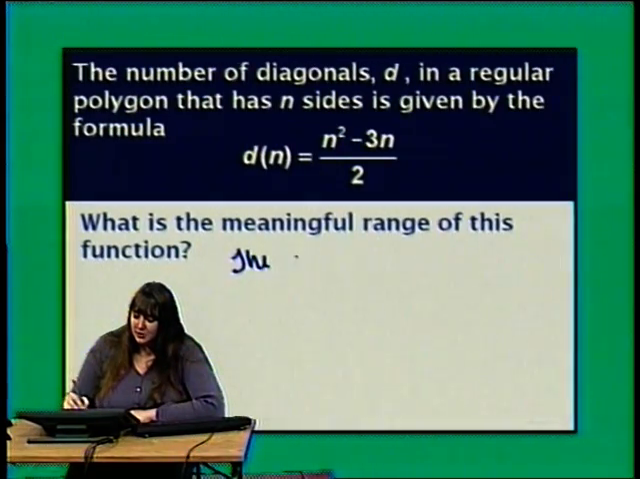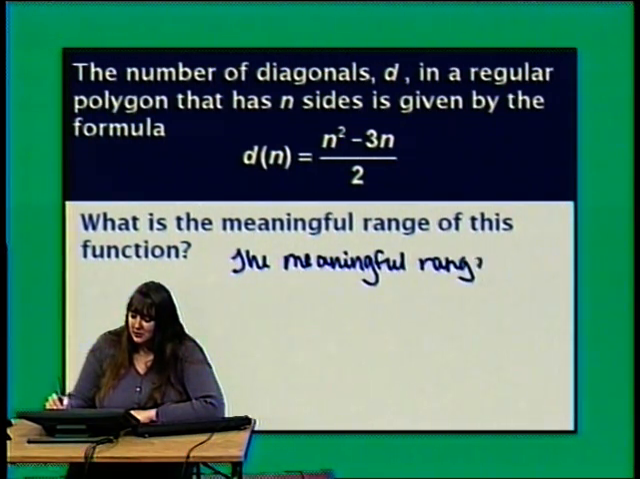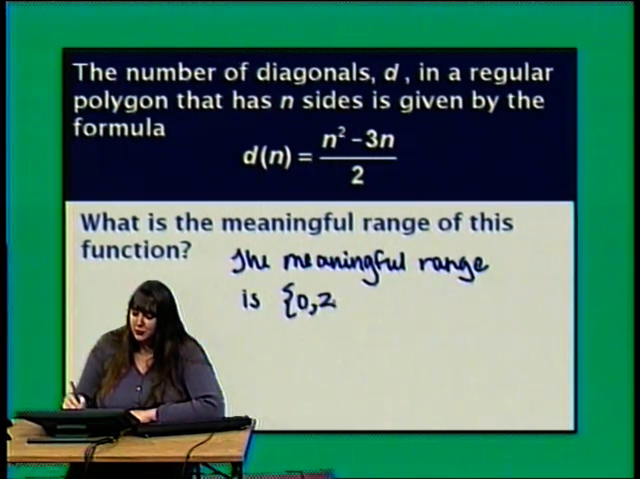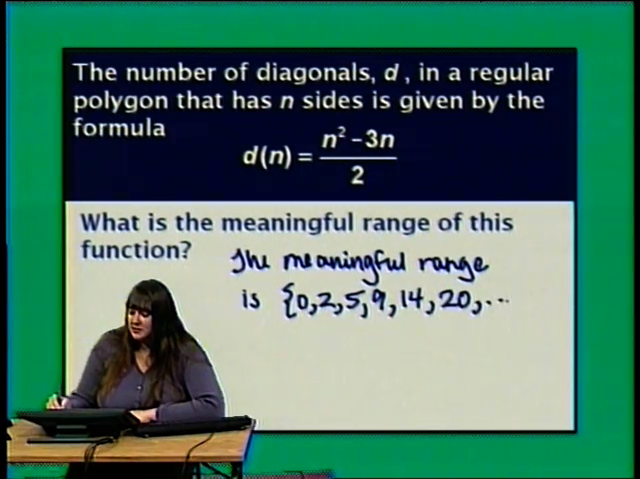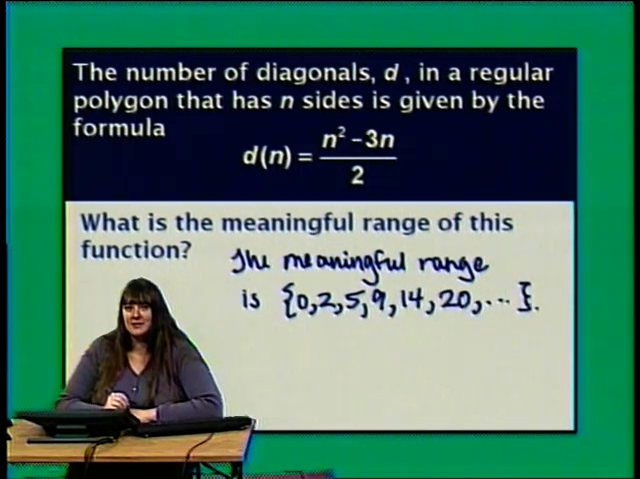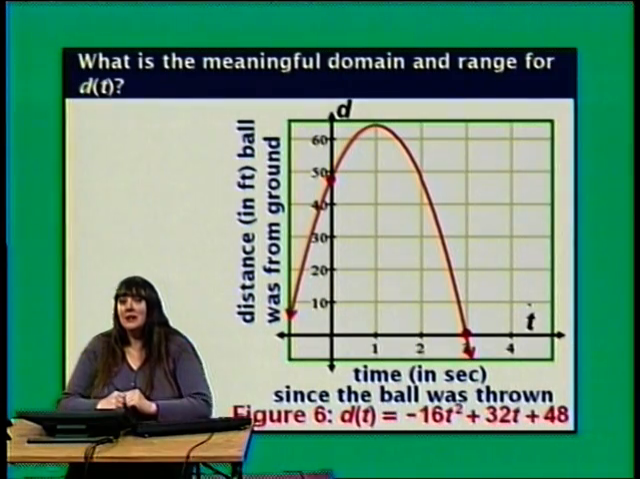The meaningful range is 0, 2, we added 2, then we added 3 to get 5, added 4 to get 9, added 5 to get 14, added 6 to get 20, and so on, following this pattern we've established. Let's do a new problem.